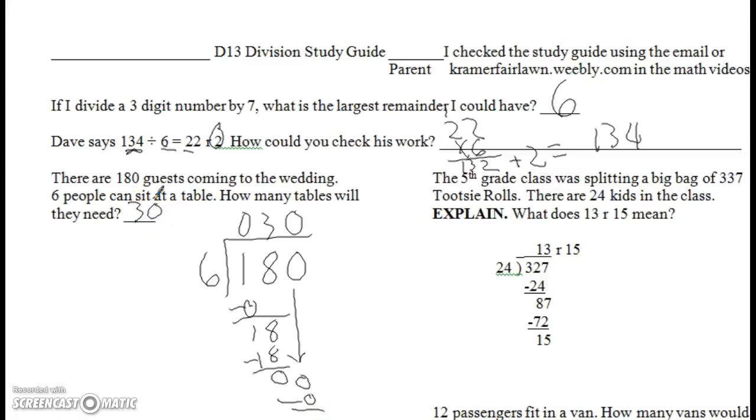The 5th grade class is splitting a big bag of 337 Tootsie Rolls, 24 kids in the class. What does 13 R 15 mean? The 13 is how many pieces each person gets. The 15 is pieces left over.